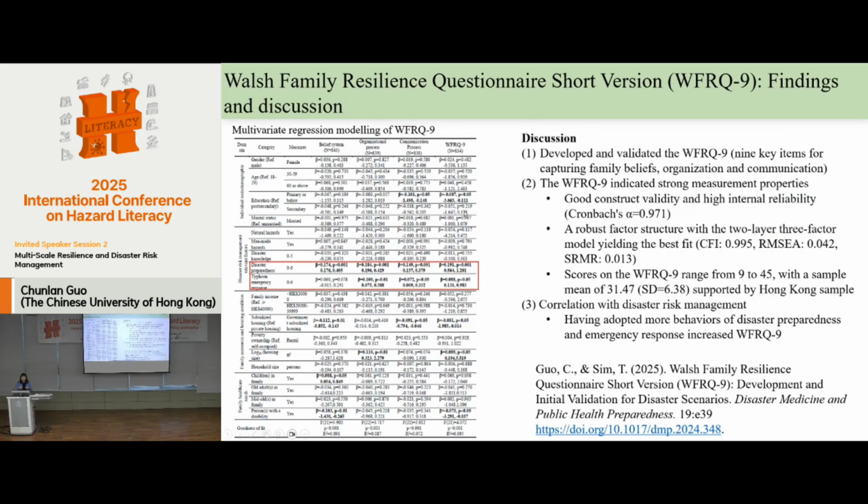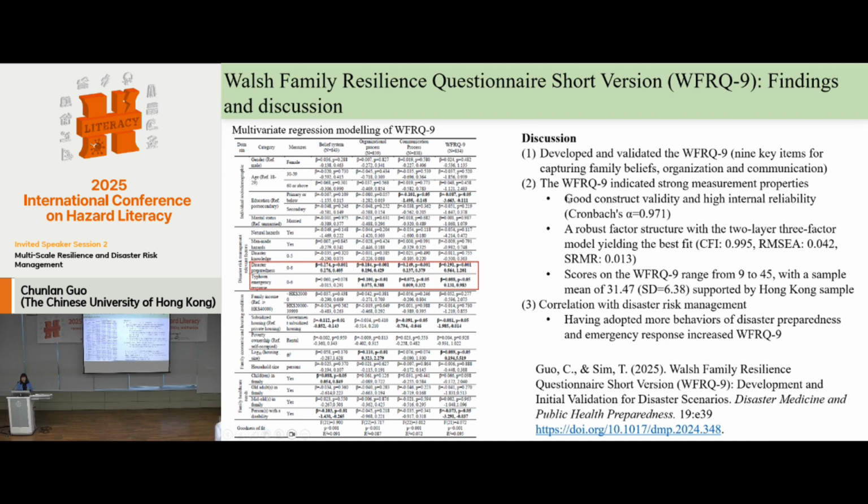Okay, so because we developed this SHOCK scale for the disaster scenario, right? And thirdly, we tested the association between disaster preparedness, typhoon, and emergency response, because in Hong Kong, typhoon is the most frequent hazard for our city. And we found that, in fact, disaster preparedness is positively associated with family resilience. So this further supported that this is a SHOCK scale for family resilience, and is good for disaster research.